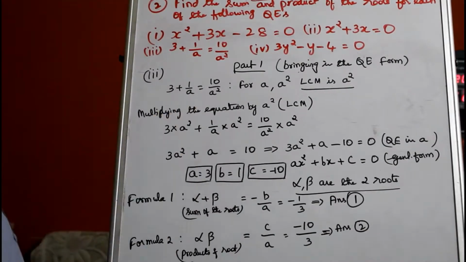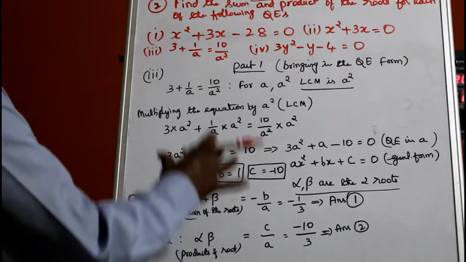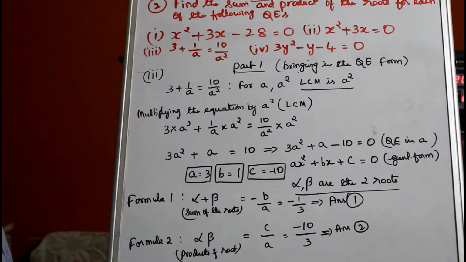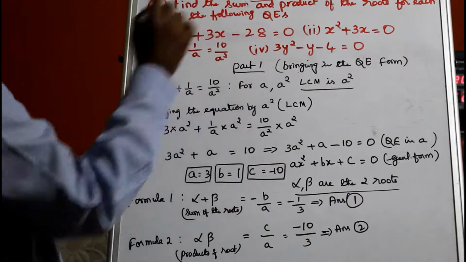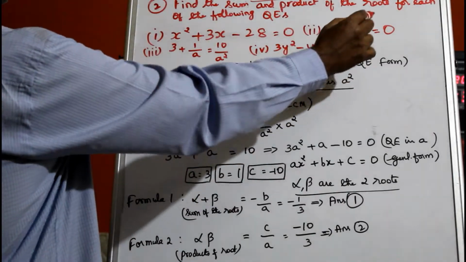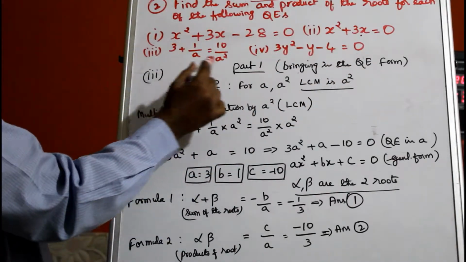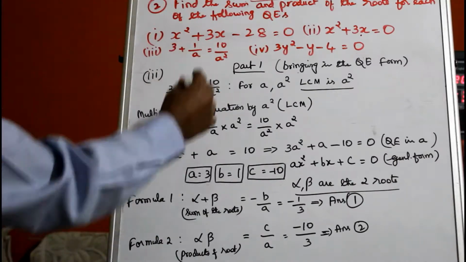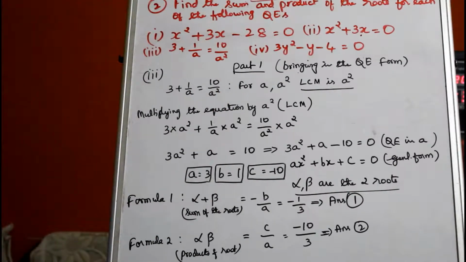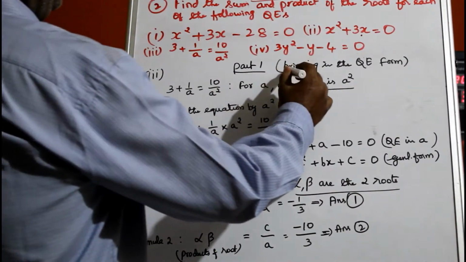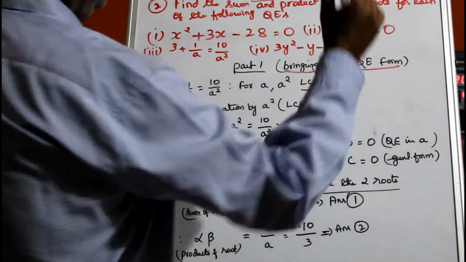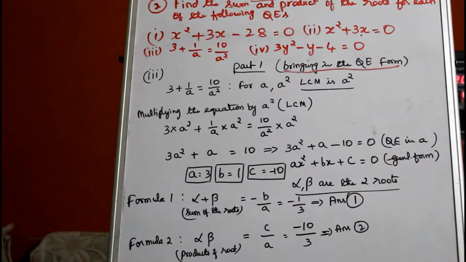Now we will do the next sum. The next sum is not in the quadratic equation form. See, this is x square, x and a constant; you put 0. This is dealing with a square, and a all come in the denominator. So first you must bring it in the quadratic equation form.